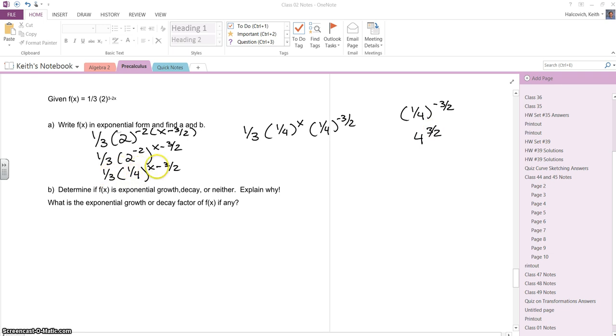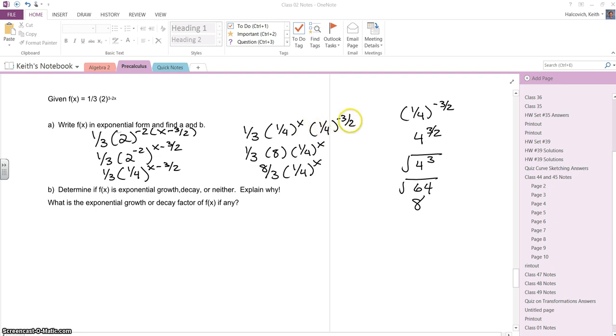So if I did that, I would take the square root of 4 to the third, and 4 to the third is 64, so the square root of 64 is 8. So it's 1/3 times 8 times 1/4 to the x. And this gives us 8/3 times 1/4 to the x.